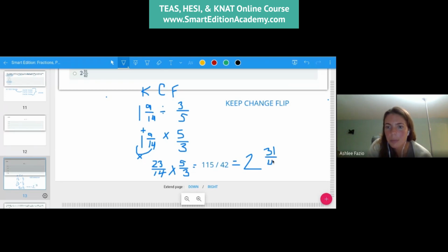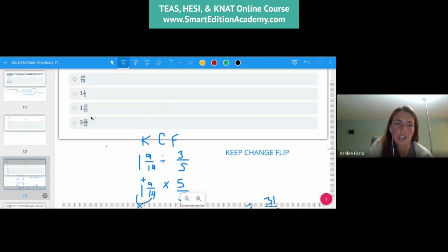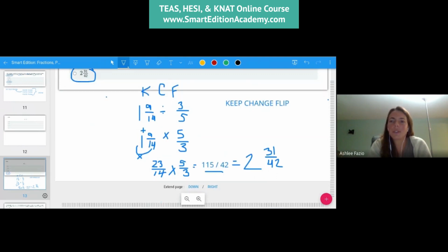And this is also one where once you've gotten to this step, okay, you might be able to use process of elimination to get your answer. And once we knew that we had a 2 in front, this was the only one that would make sense. Okay, so keep, change, flip is a great strategy for dividing fractions. If you have another strategy that works for you, go for it. But here's one to add to your toolbox if you are not a fan of dividing fractions.